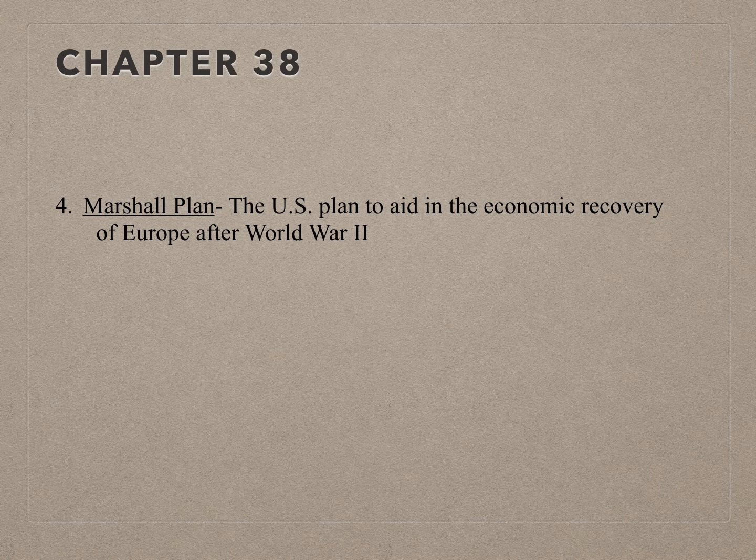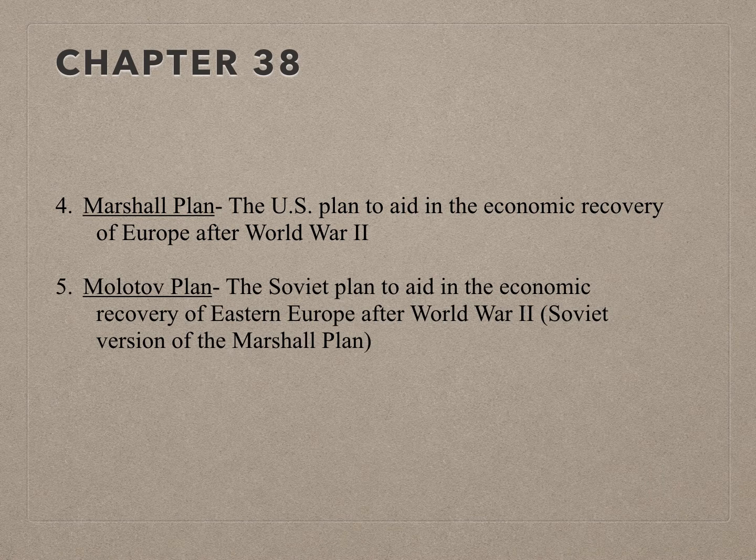The Marshall Plan is the U.S. plan to aid in the economic recovery of Europe after World War II. And the Molotov Plan is basically the Soviet version, the Soviet plan to aid in the economic recovery of Eastern Europe. So the Marshall Plan was offered to all of Europe. The Soviets came back with the Molotov Plan, which was just for the Soviet countries in the East.